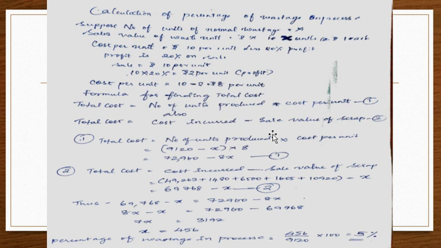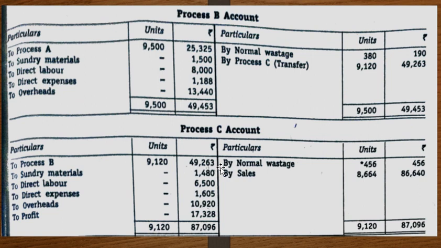Your total cost formula will always be the total cost which is incurred, and when you're selling scrap, that is not a cost, it is an income for you. So only when you minus that, you will get the total cost or the total expense which you have spent. So the cost incurred, as per the question or the solution, is 49,263 plus 1,480 plus 6,500 plus 1,605 plus 10,920.